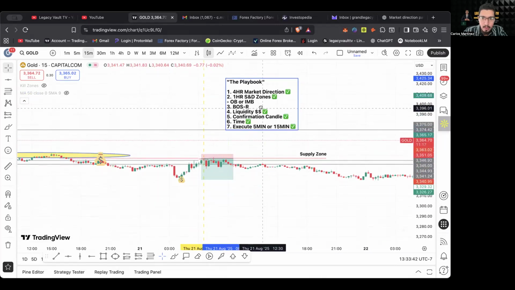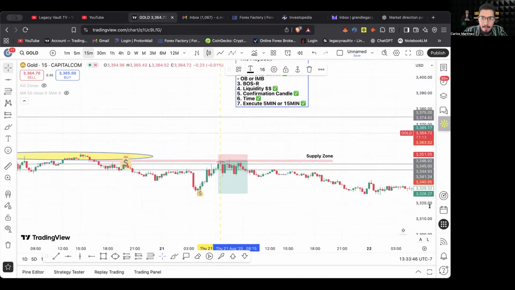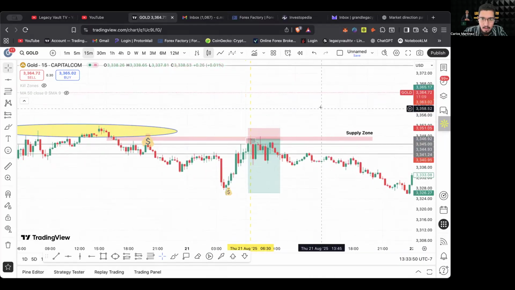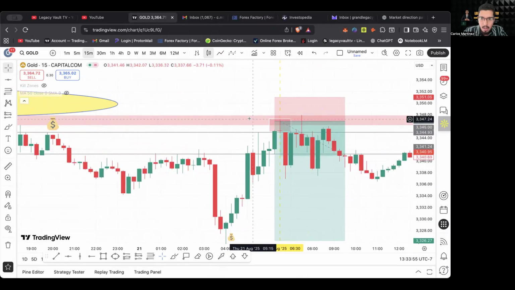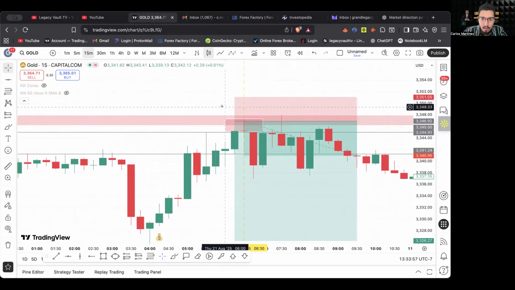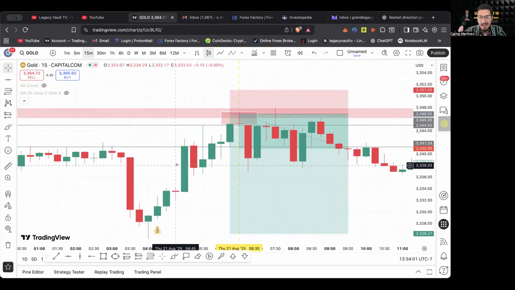We're gonna be waiting for a liquidity sweep. So we wait for the liquidity sweep to happen, and then we look for our confirmation candle, which is the next step. So now that we know that we have liquidity up here, we're gonna wait for our confirmation candle and also look at time at the same time. Get it? Confirmation candle, time.